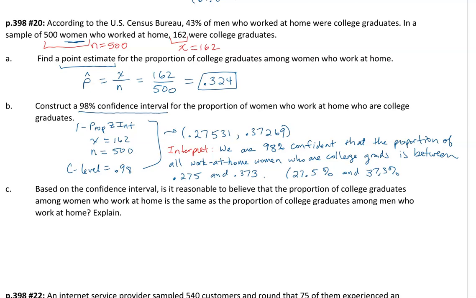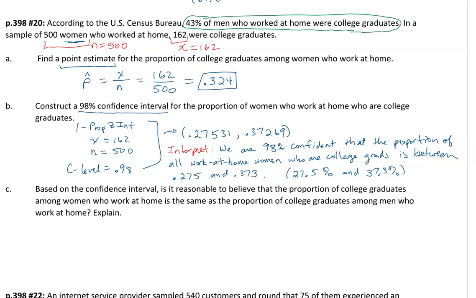All right, part C. Based on the confidence interval, is it reasonable to believe that the proportion of college graduates among women who work at home is the same as the proportion of college graduates among men who work at home? Explain. All right, so finally we get to refer back to that beginning sentence, which I kind of ignored, that 43% of men who work at home were college graduates on this survey. So look at the women's range there and then the men's, and we've got to say what we're seeing.